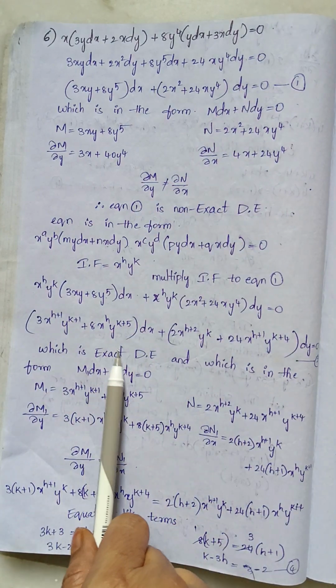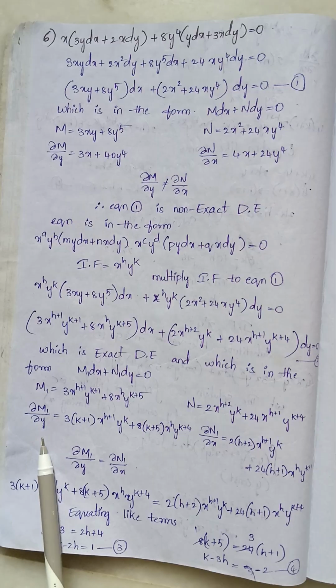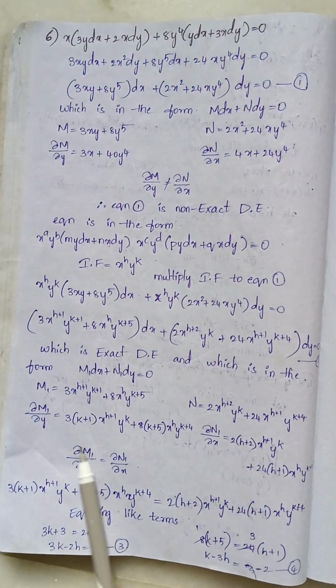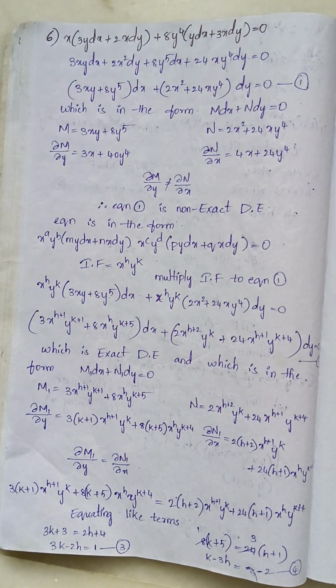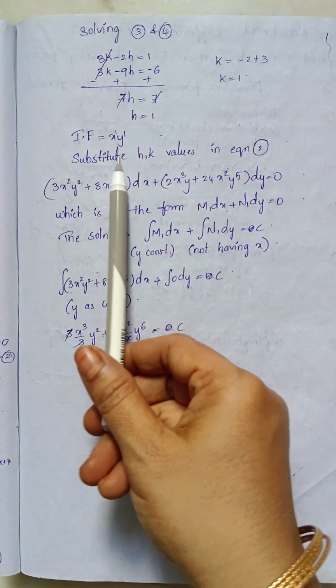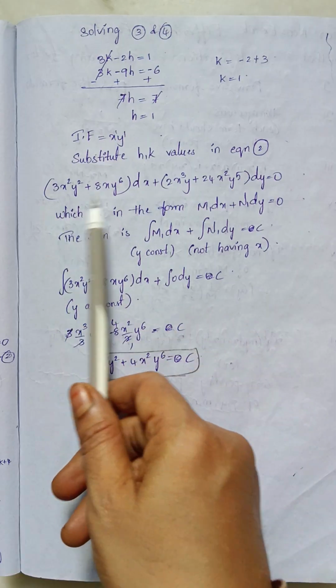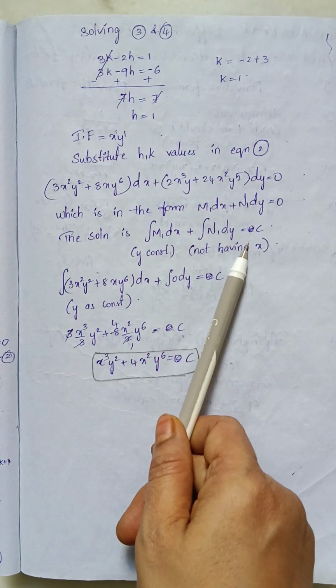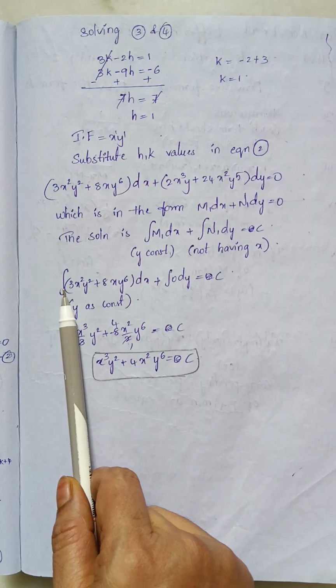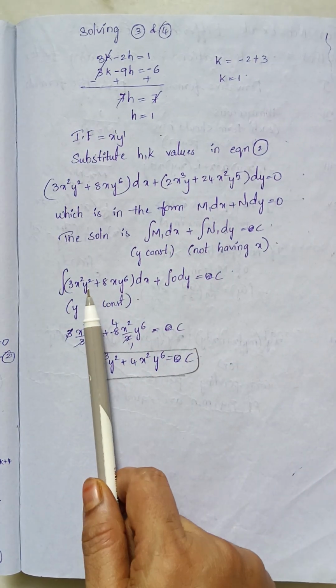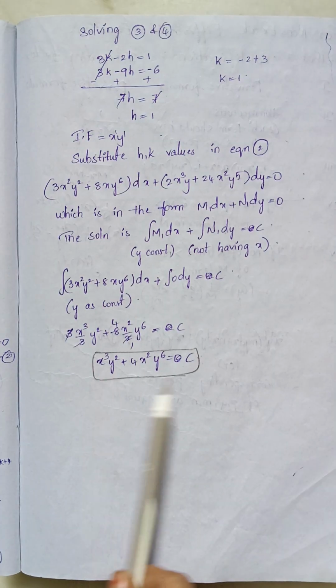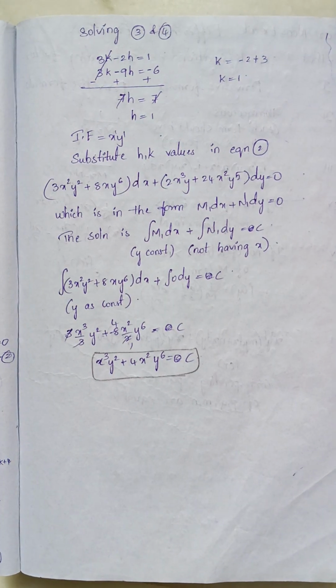Again, it is exact, so we are taking dm1 by dy and dn1 by dx, equating both and equating the like terms. Then you are getting two equations here. By solving this, you are getting the h and k values to multiply to the given equation. Again, the solution: same method, and here also there are no x terms, so 0. Here take y as constant and simplify, then you are getting the required solution.